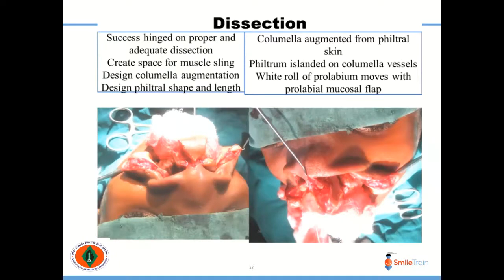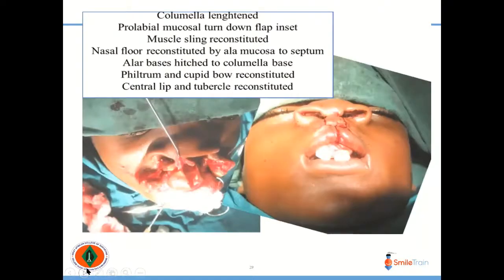Here, you can see that the philtrum is landed on the columellar vessels. This is the philtrum, and you can see the soft tissue that is keeping the blood supply. And like I had said, the white roll will move with the prolabial mucosal flap. Next one. Next, please.